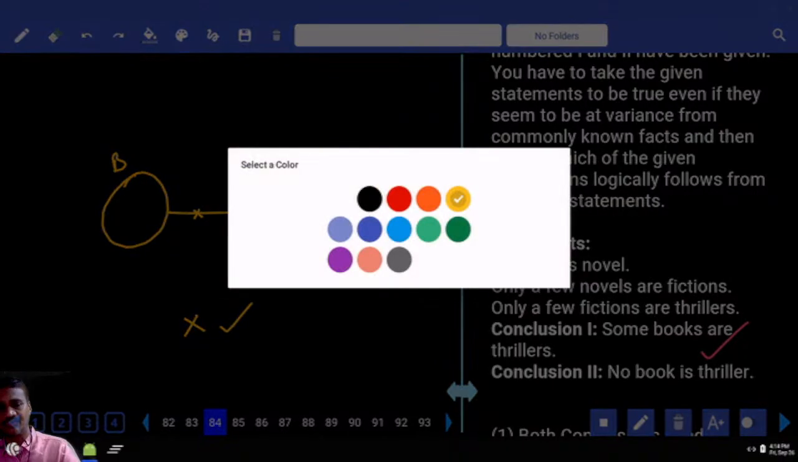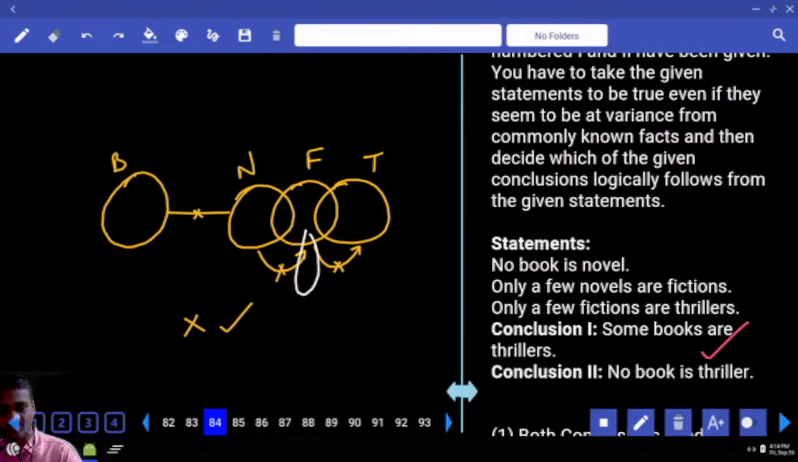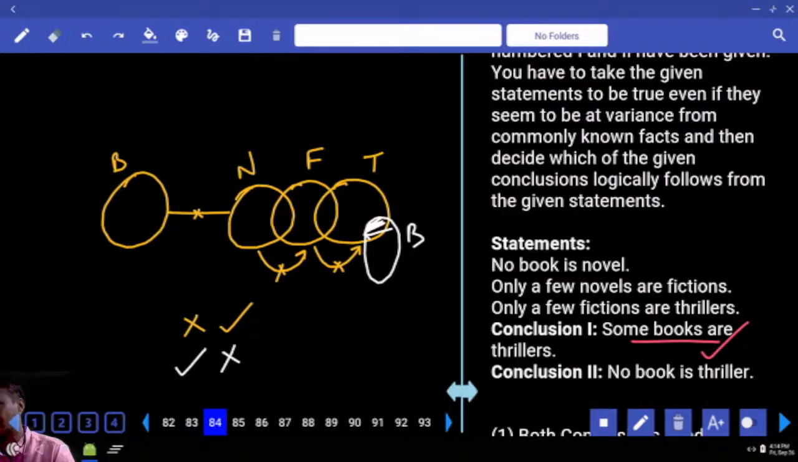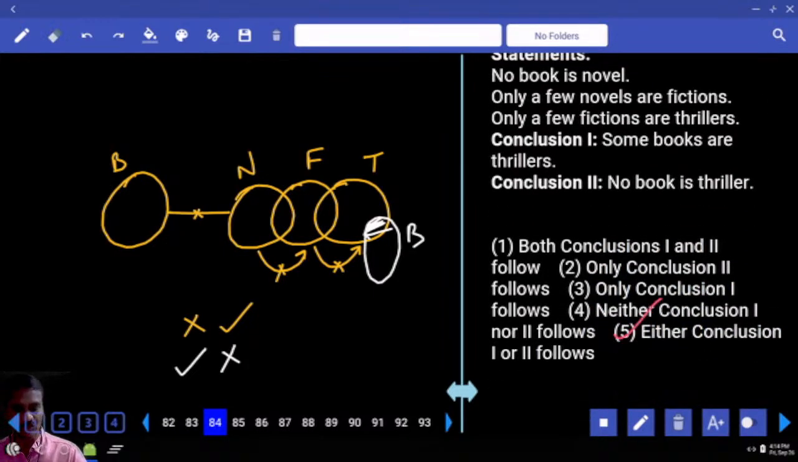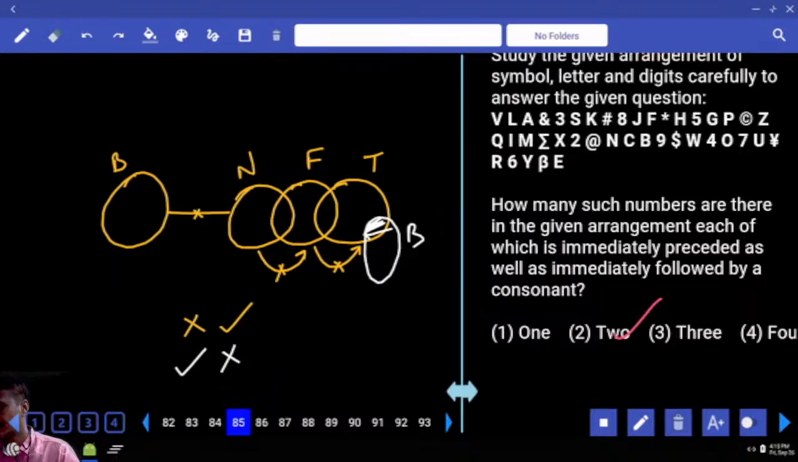To make this one false, now we need to prove some books are thrillers. Some books are fictions. No, thriller, some books are thriller. Can the book be drawn like this? Yes. And this is false. The same diagram, now the first conclusion, some books are thrillers, has become true. Then what is your answer? Either one or two. That is the choice for question number 84.